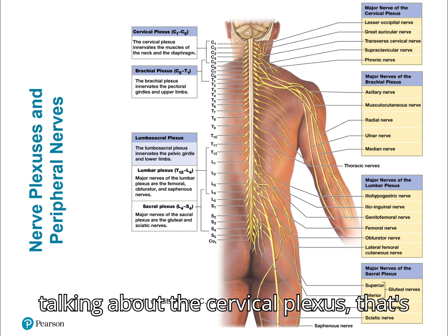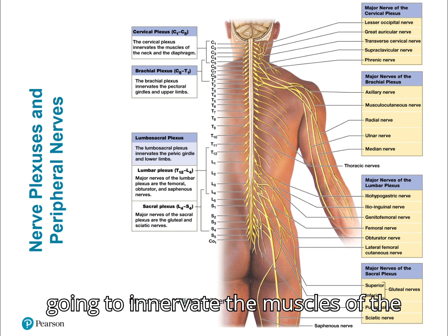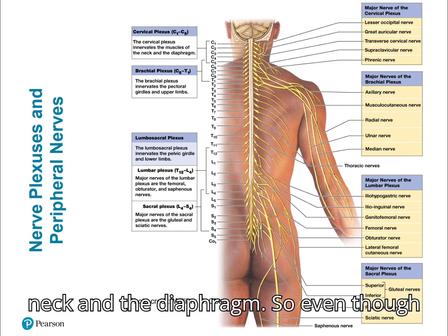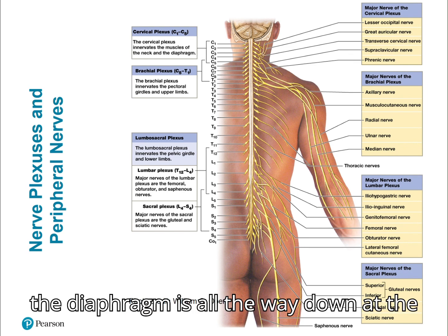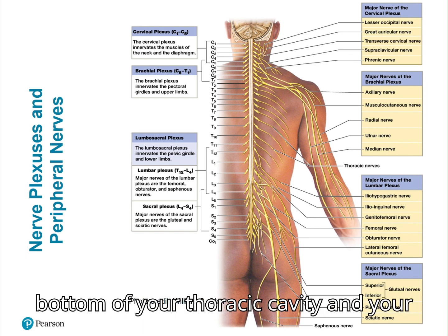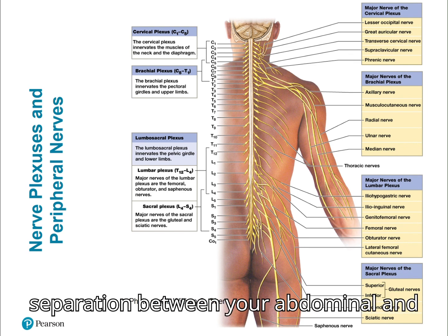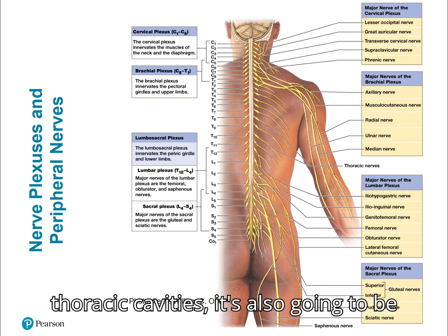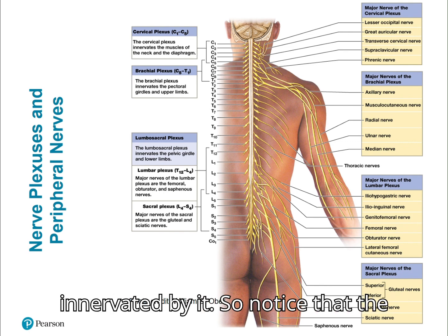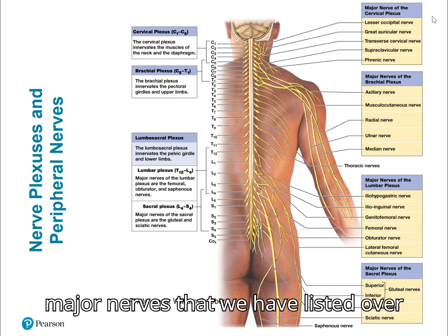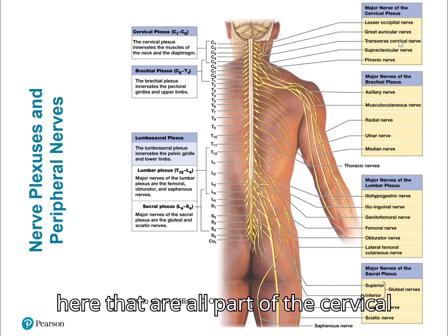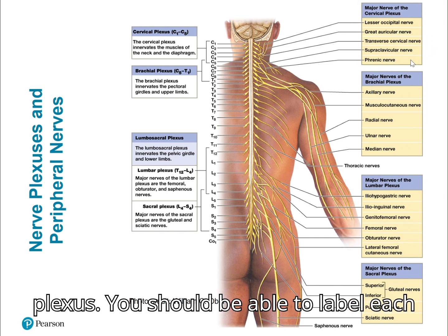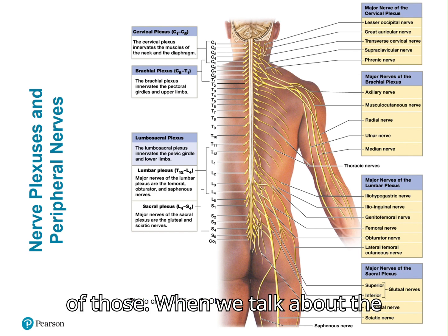When we're talking about the cervical plexus, that's going to innervate the muscles of the neck and the diaphragm. So even though the diaphragm is all the way down at the bottom of your thoracic cavity and your separation between your abdominal and thoracic cavities, it's also going to be innervated by it. So notice that the major nerves that we have listed over here that are all part of the cervical plexus. You should be able to label each of those.